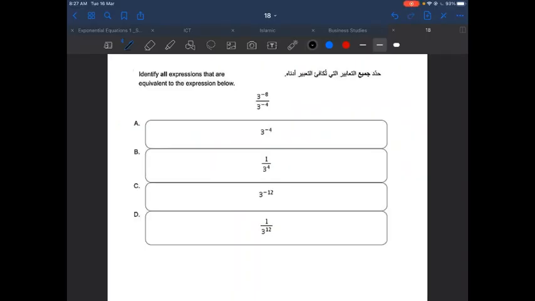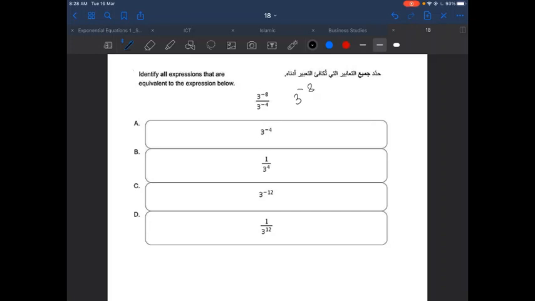Our question is, identify all expressions that are equivalent to the expression below: 3 raised to the power of negative 8 divided by 3 raised to the power of negative 4. So what we do over here, when we have two exponential numbers with the same base but different exponents, is we write it like so. We write the base once and then we subtract the exponents.